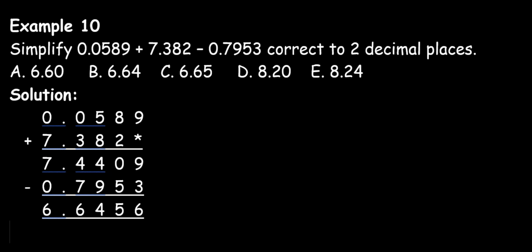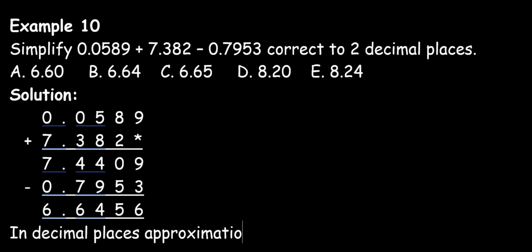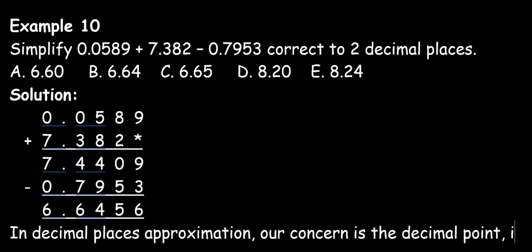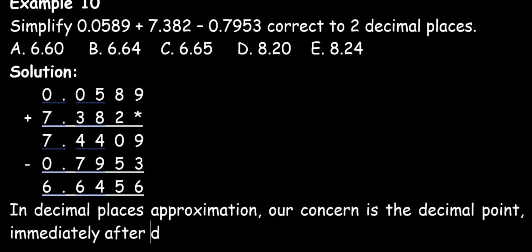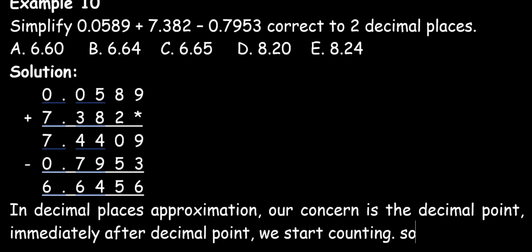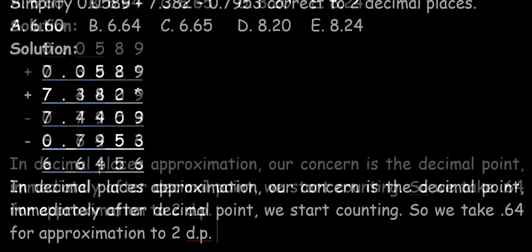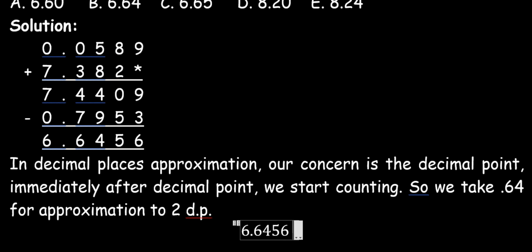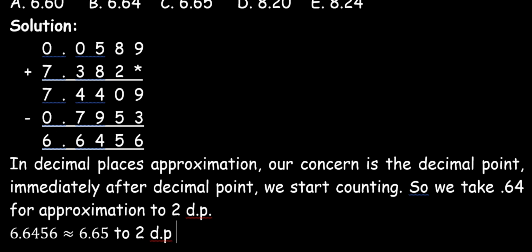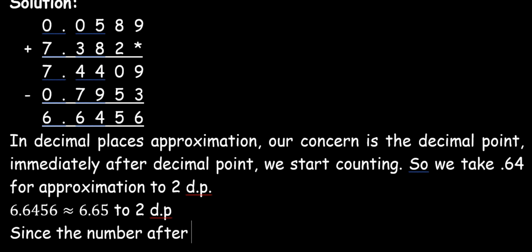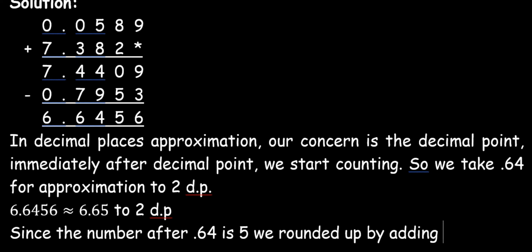Now let's get back to our concern here. In decimal places approximation, our concern is the decimal point. Immediately after the decimal point, we start counting. So we take 0.64 for approximation to two decimal places. That will now give us our result. 6.6459 is approximately equal to 6.65 to two decimal places. Since the number after 0.64 is 5, we round up by adding 1 to 4 in 0.64 to become 0.65.